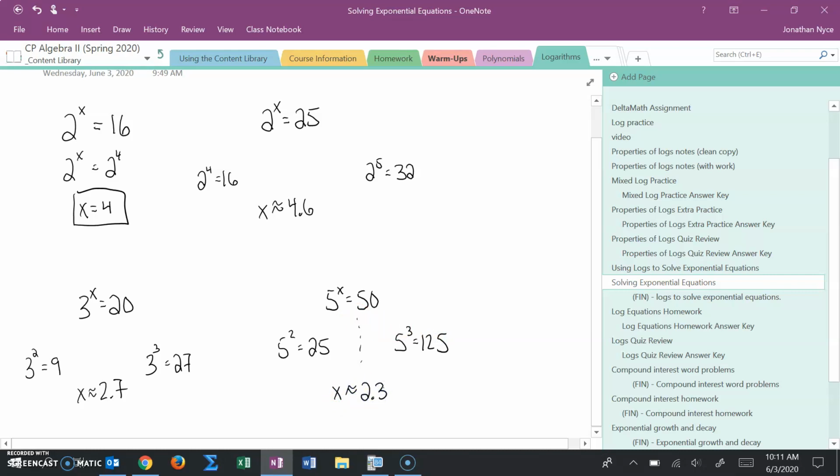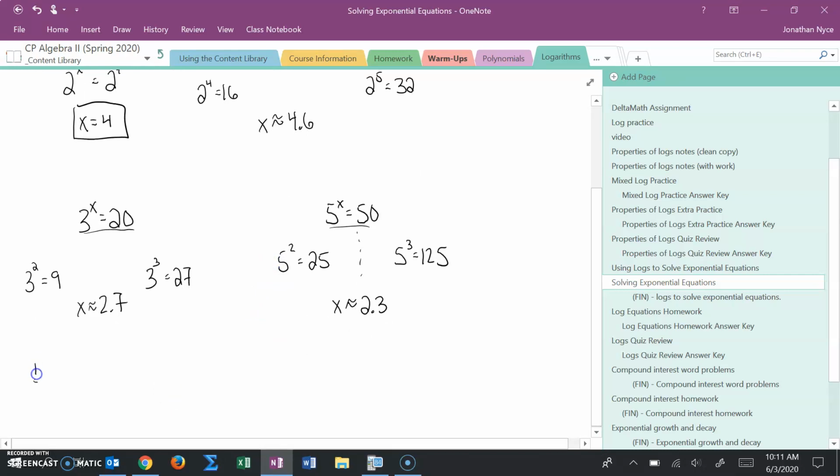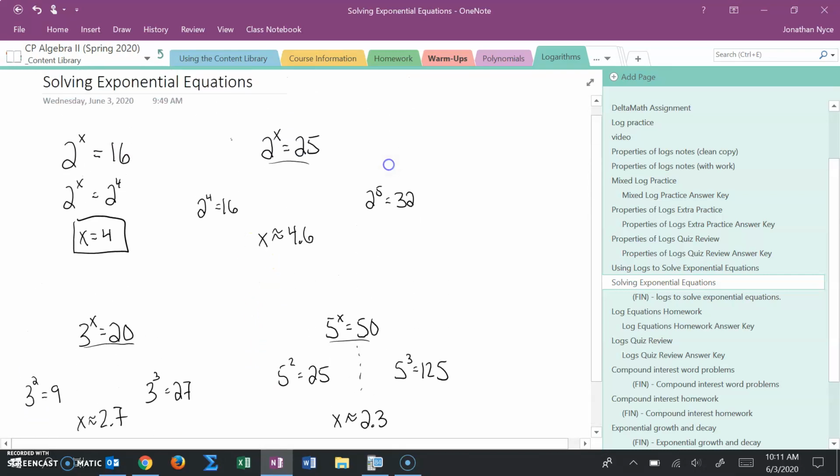So if both sides have bases that are powers of the same number, in this case 2, we can rewrite the one side as 2 to a power. But for all of these examples, 25 is not a power of 2, 50 is not a power of 5, and 20 is not a power of 3. To solve those equations, we do the following. Let's go through and look at each of those. So we'll call this example 1, example 2, and example 3.